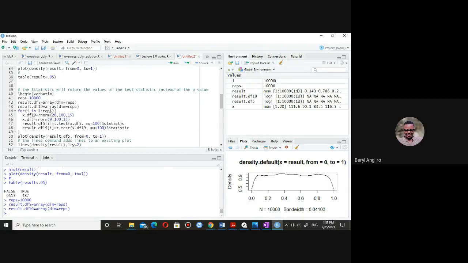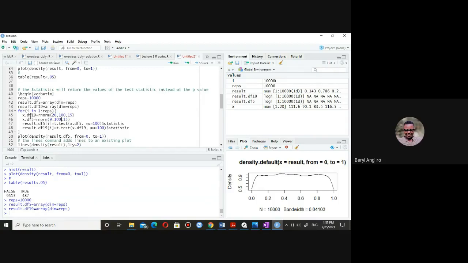for i in 1 up to the 10,000th value, we have the values of x when the degrees of freedom is 19. We are generating them from the normal distribution. We're generating random numbers, 20 random numbers with mean 100 and standard deviation 15. Then for the 5 degrees of freedom, again, we are generating 6 values with the mean 100 and the same standard deviation.